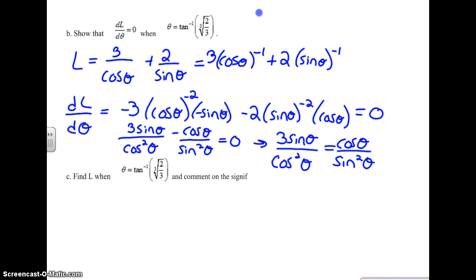If I cross multiply at this point, I will have 3 sine cubed. Whoops, where'd my 2 go? Sorry guys, I forgot my 2. Gotta make sure I bring this 2 with me. That 2 is right here in the numerator, which means when I add it over, I have a 2 right there as well. Don't forget our 2. So now I have 3 sine cubed is equal to 2 cosine cubed.